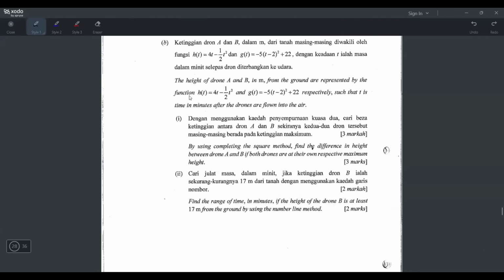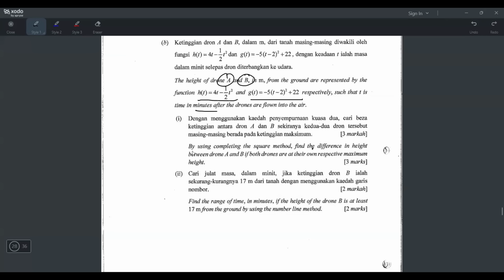Okay, now I'm at question B. They say the height of drone A and drone B in meters from the ground are represented by the functions h(t) equals this, g(t) equals this. So this is the height of drone A, this is the height of drone B, such that t is the time in minutes after the drones are flown into the air. Okay, boleh.